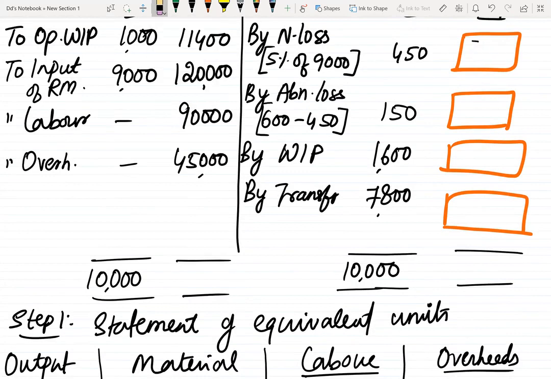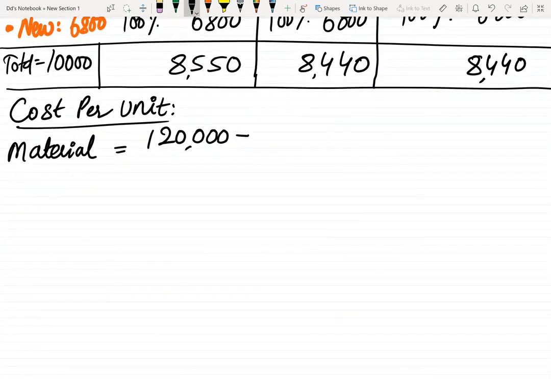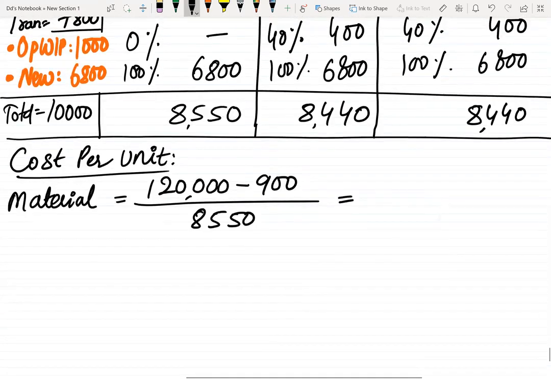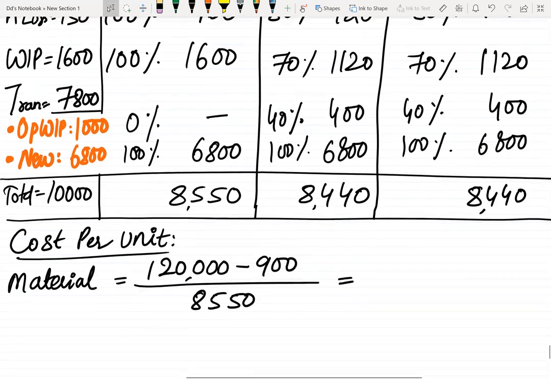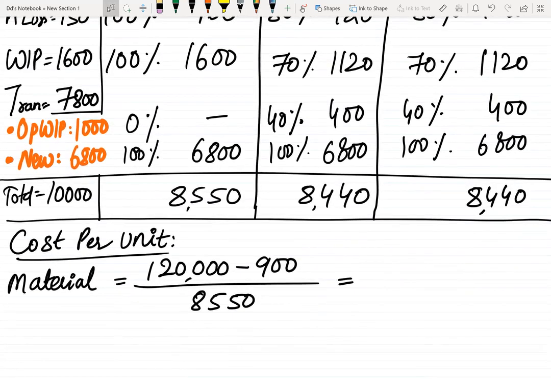Yeah, this 900 should be deducted. Minus 900 divided by 8550. From 8550, you don't have to deduct any quantity, because for normal loss I have taken 0 equivalent units. So nothing to deduct when I have not added anything.